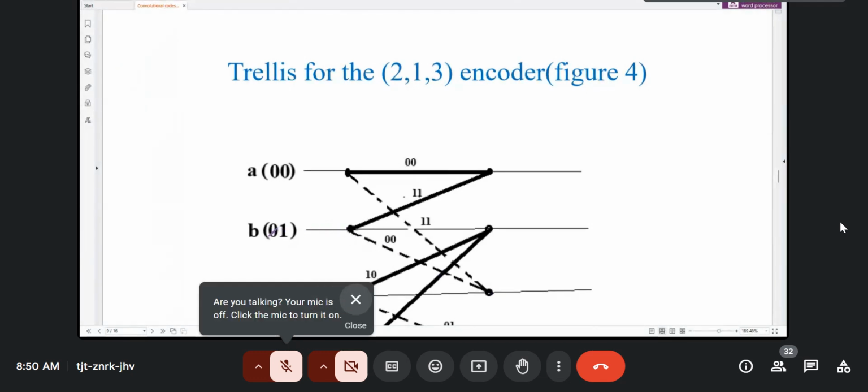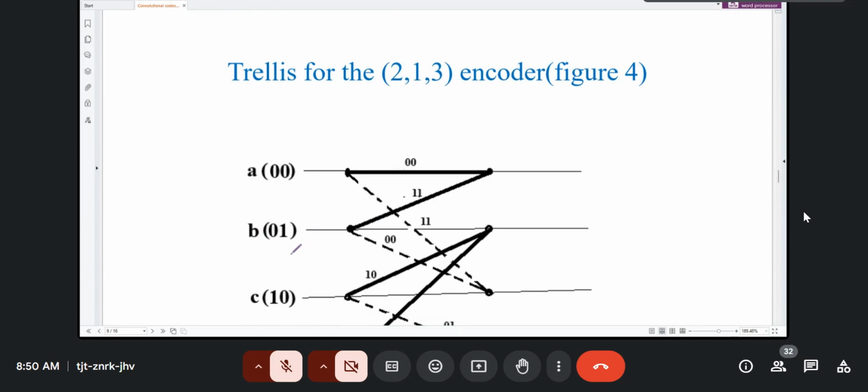If the state is 0, 1, and you input a 0 bit, the output will be 1, 1, and it will take you to 0, 0. If the input is a 1 bit, then it will take you to state C, and the output is 0, 0.